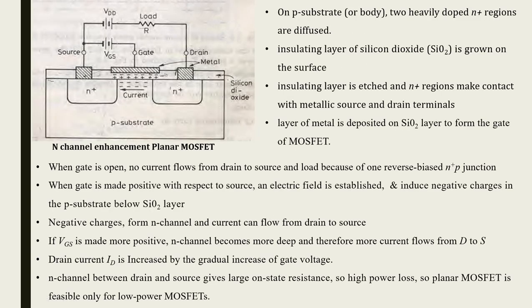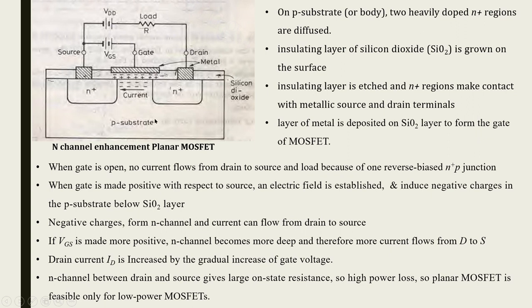Okay. This is an N-channel enhancement planar MOSFET, the structure of an N-channel enhancement planar MOSFET. Here a P substrate is there, which is also called the body. On top of that, two N plus regions are diffused. See here, one N plus. N plus means heavily doped N substrate, and two N plus regions are diffused in the P substrate.